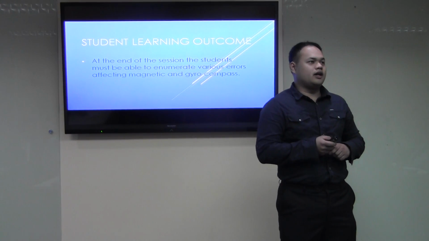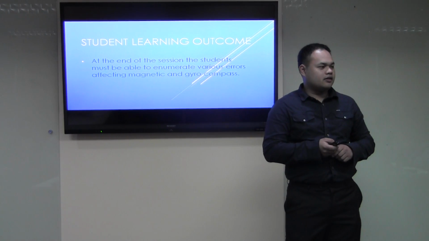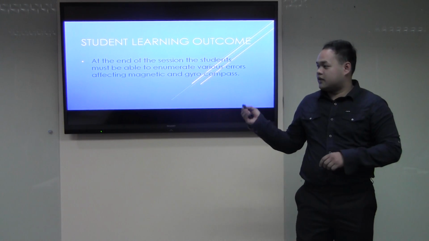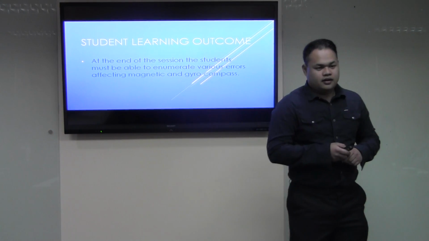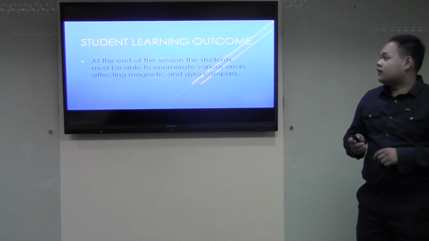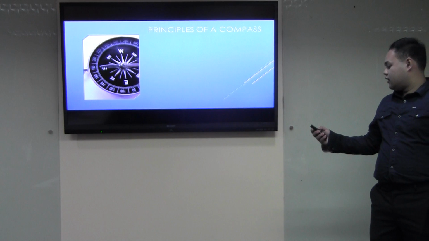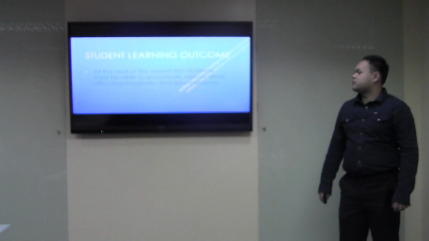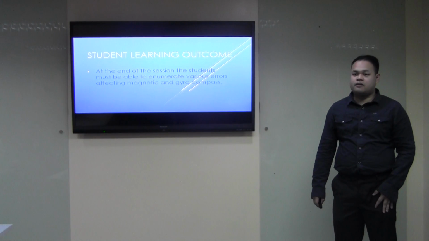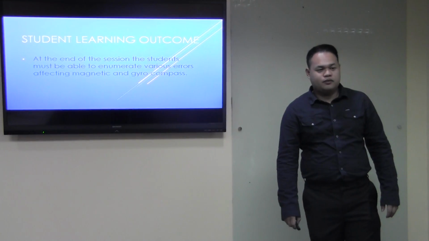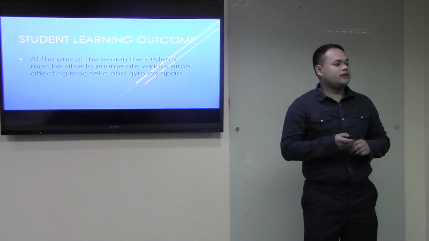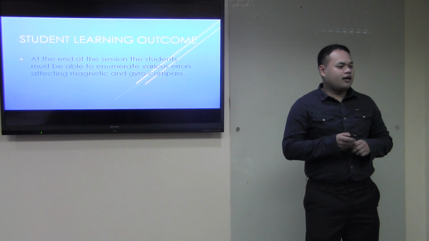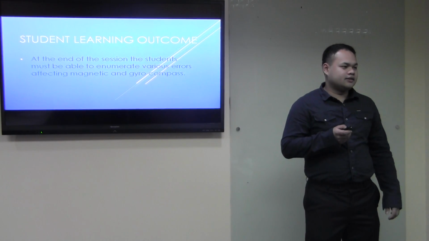Deviation. We are now referring to a specific type of equipment which we use on board. It's the magnetic compass, and later on you will see on the screen the meaning of magnetic compass. So the intended learning outcome on this topic is that at the end of the session, the students must be able to enumerate various errors affecting magnetic and gyro compass. We do not aim to correct the compass errors or gyro errors. We only aim to enumerate the different kinds of errors that affect the compass.